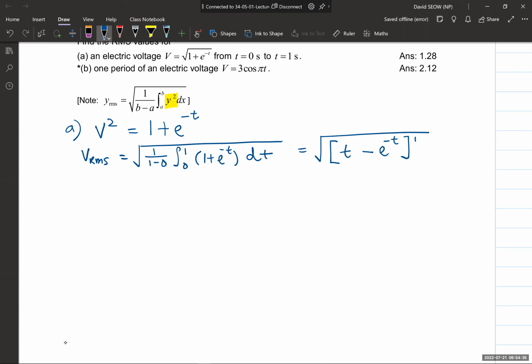Then after that, I put in the limits. Essentially, this integral here is the integral of this, in case there are too many expressions. Once you have this, we put the limit in the square root. So with 1 minus e to the power minus 1, and minus 0 minus e to the power minus 0.